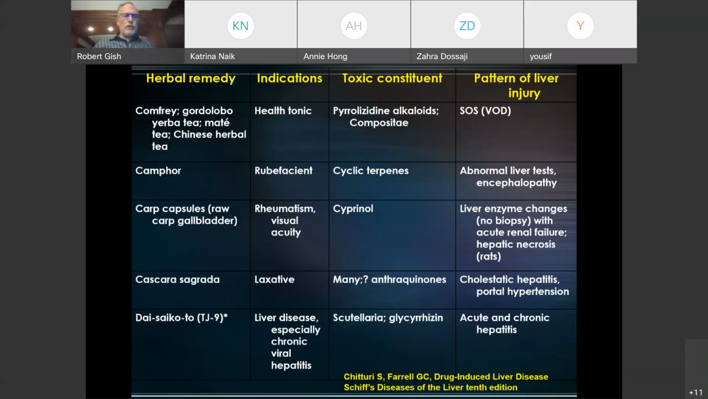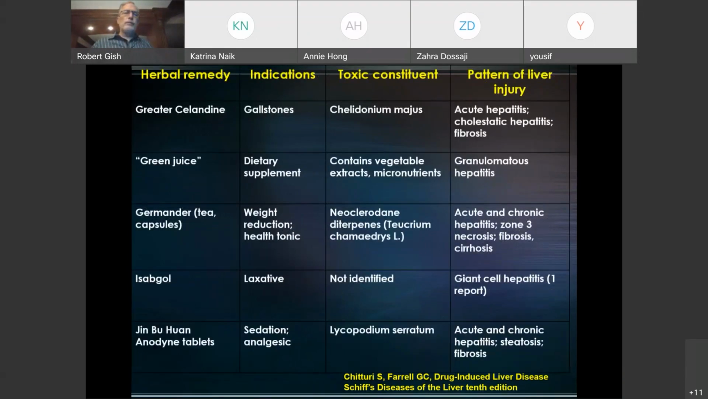This Disacoto, lower left corner, came out as an herbal supplement, but that's been pulled. Inside that is this Scutellaria, which comes from, I think, a toxic mushroom. And glycyrrhizin comes from licorice and can cause hypertension as well as liver toxicity. Green juice, we talked about green tea. Germanders, in a lot of teas and capsules, is something else that can cause acute and chronic hepatitis.